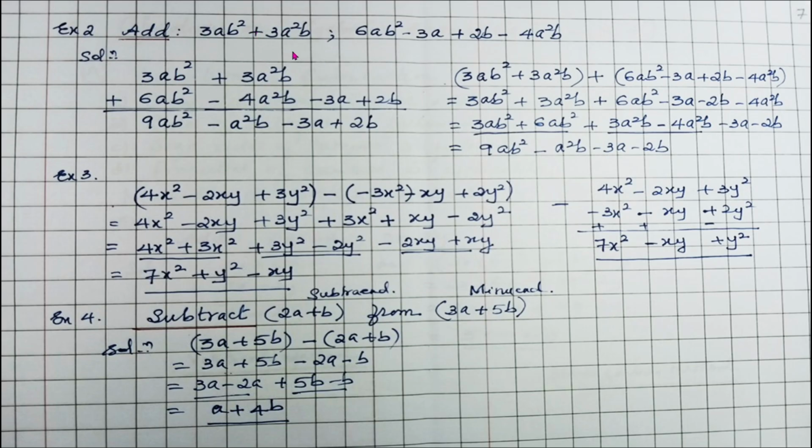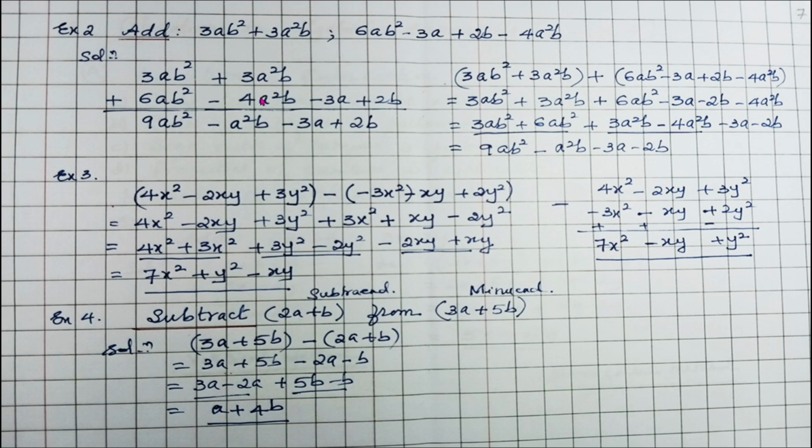Write the first algebraic expression, 3ab² + 3a²b. Then write the second algebraic expression, 6ab², and bring −4a²b under 3a²b, and the remaining terms, −3a and +2b, write separately. Now there is no value here, so take it as 0. 0 plus 2b is 2b, 0 minus 3a is minus 3a.